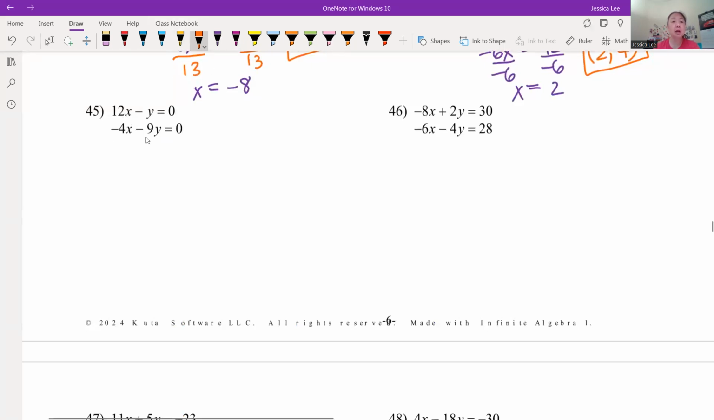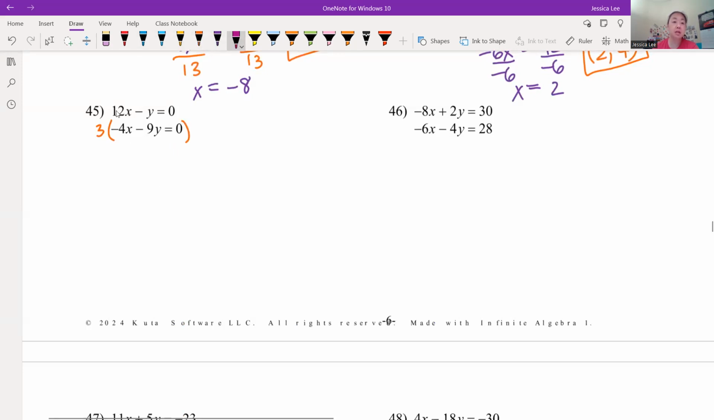So notice that I cannot cancel anything out. So what I'm going to do is think about if I want to cancel out the x's or the y's. I noticed that the 4 and the 12, if I multiply this 4 with 3, then I could get this to be 12, right? And I could cancel it out. So that's what I'm going to do. I'm going to multiply everything with 3.